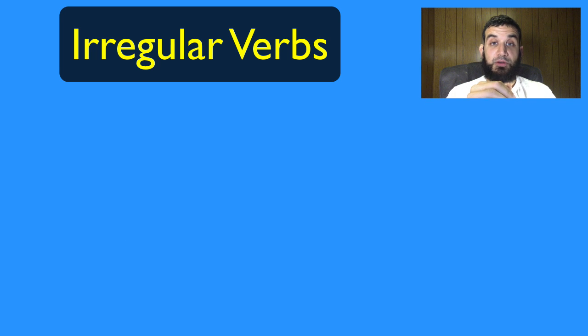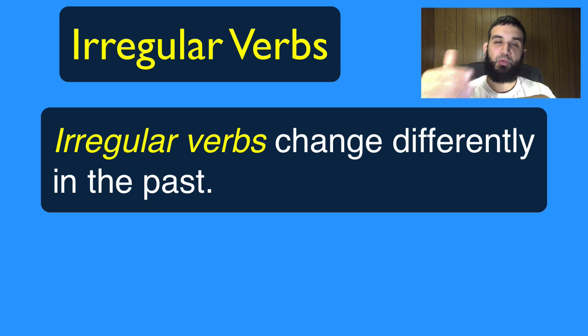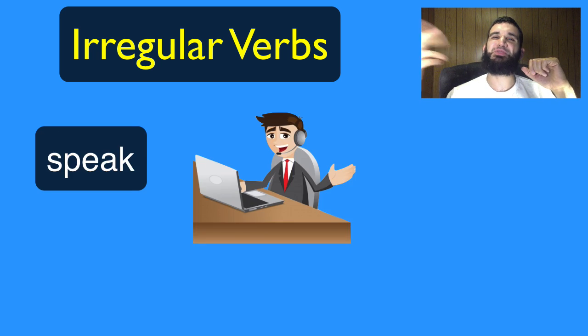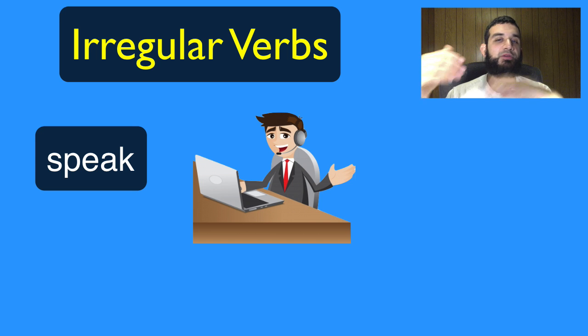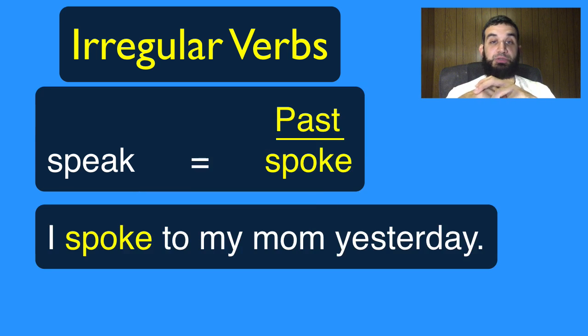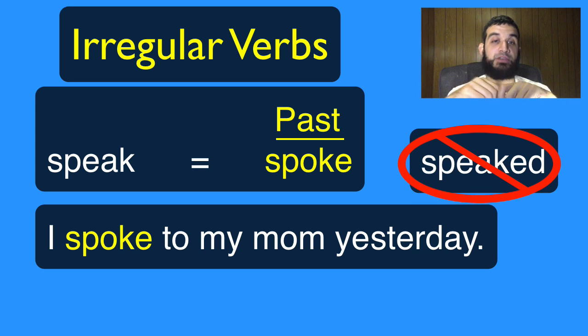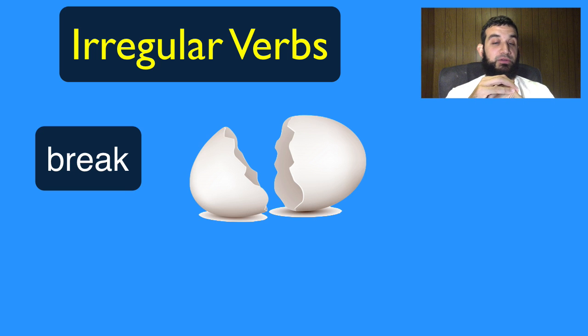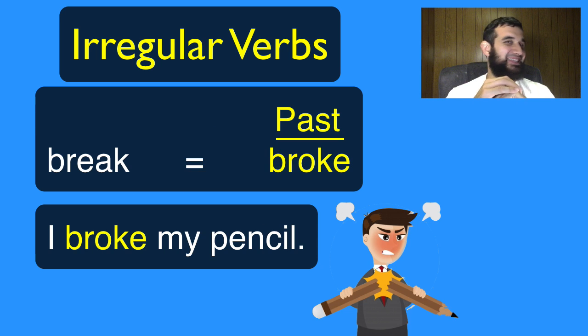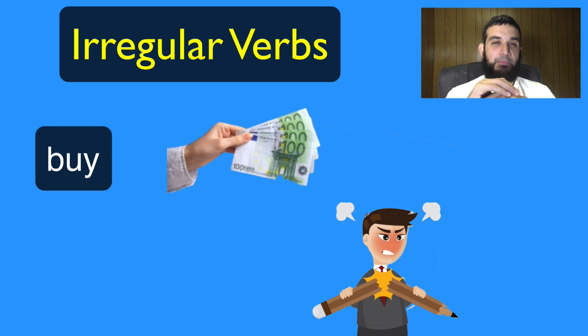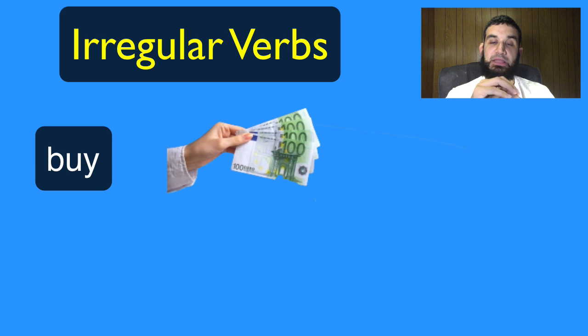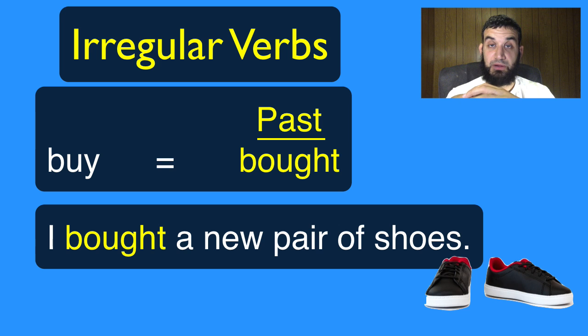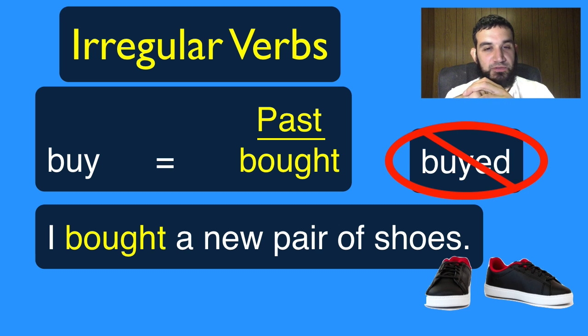But irregular verbs are verbs where you change the verb in a different way in the past. And how you change it depends on the verb. So some examples. The verb speak is an example. If you want to use the verb speak in the past, you would say, "I spoke to my mom yesterday." I would not say, "I speaked to my mom yesterday." Some other examples. The verb break is an irregular verb. If I want to use it in the past, I would say, "I broke my pencil." I would not say, "I braked my pencil." Buy is another example. If I want to use buy in the past, I would say, "I bought a new pair of shoes." I wouldn't say, "I buyed a new pair of shoes."